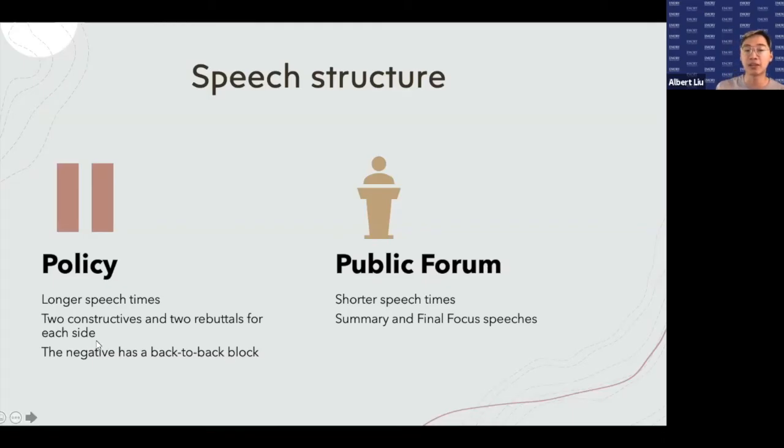In policy debate, the other difference is that the negative side will have a back-to-back, what we call a block, where they have a speech, the second negative constructive and then the first negative rebuttal, in a row. And so they have a block, whereas in public forum, you just continuously switch sides.